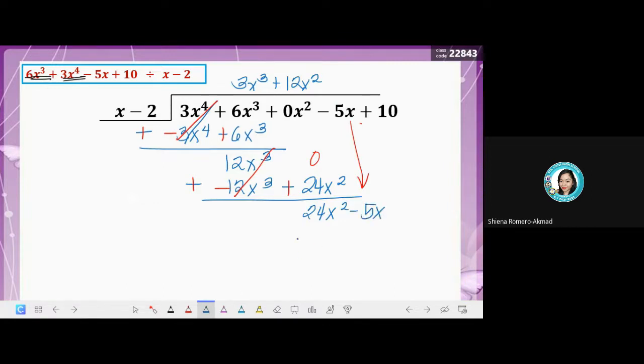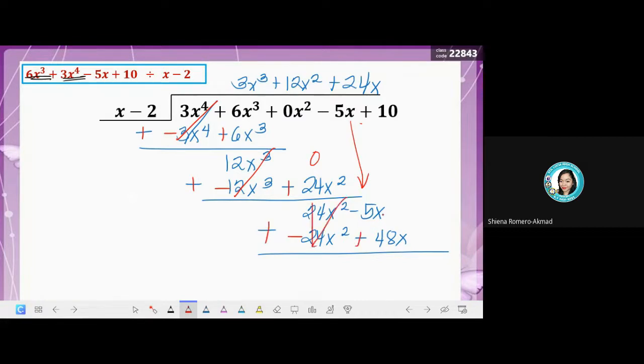Again, divide by x. Just reduce the exponent of x by one. So, we have positive 24x. Positive 24x times x is 24x squared. Times 2, we have negative 48x. Subtract, change the sign, proceed to addition.